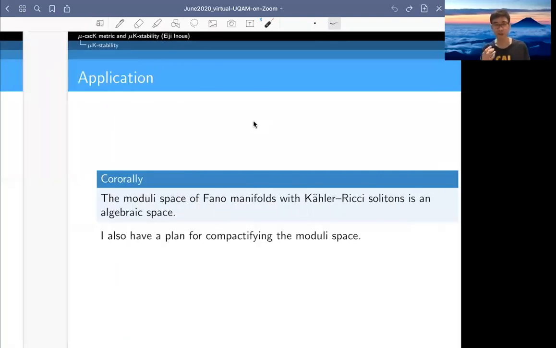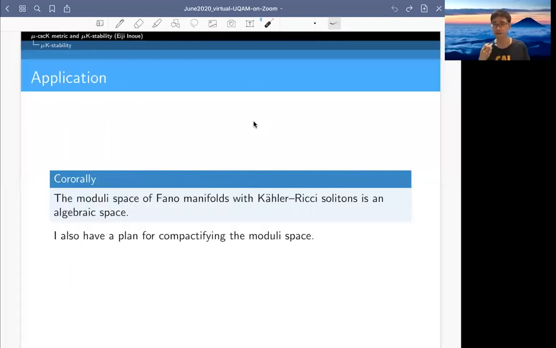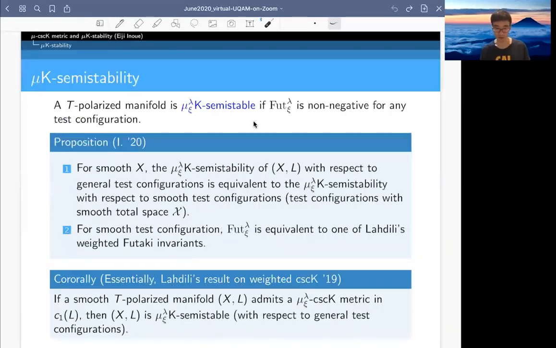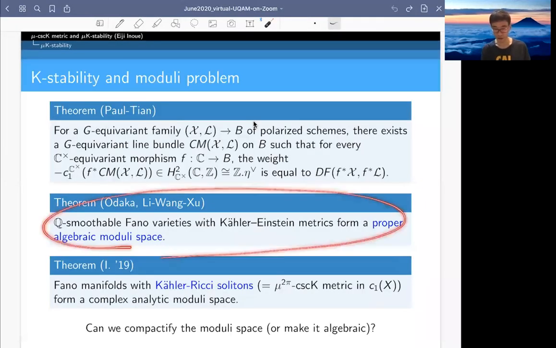But actually, we use deep analysis of Chen and Donaldson and Sun. And I also have a plan for compactifying the moduli space by using the method of Odaka and Li, Wang, Xu. They constructed a proper algebraic moduli space of Kahler-Einstein Fano varieties. And I also have a plan for compactifying this moduli space of the Fano manifolds with Kahler-Ricci solitons as an algebraic space.